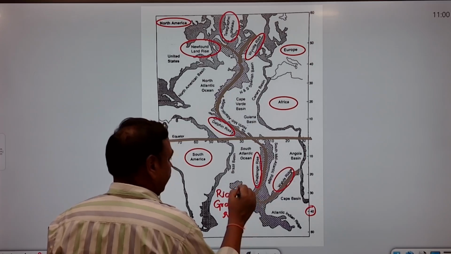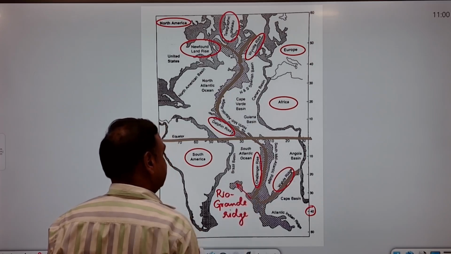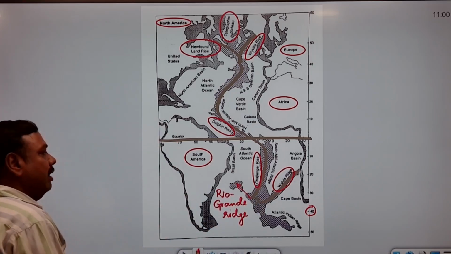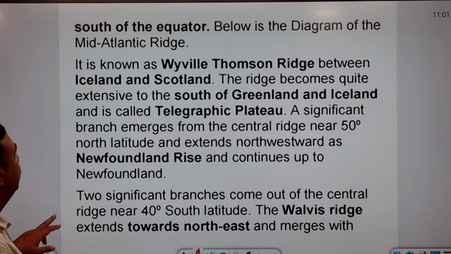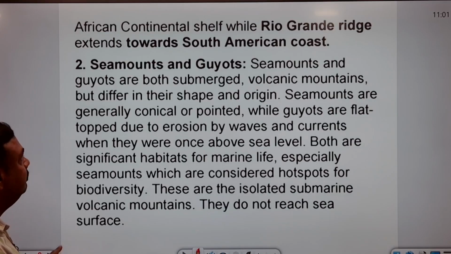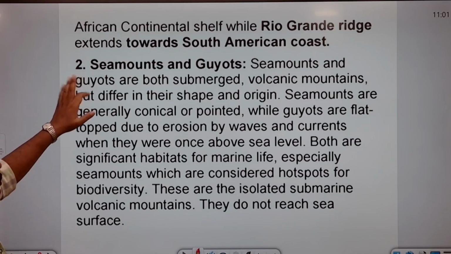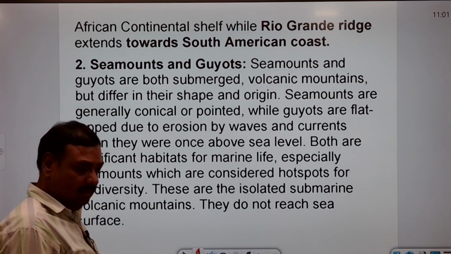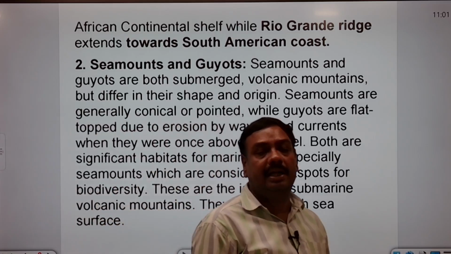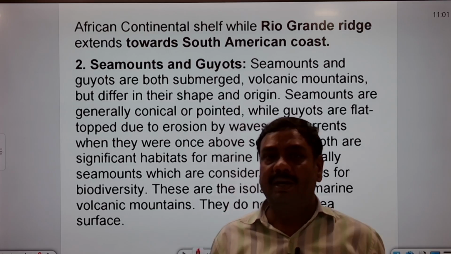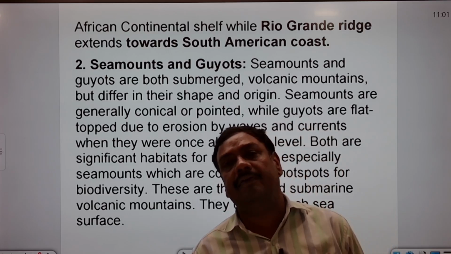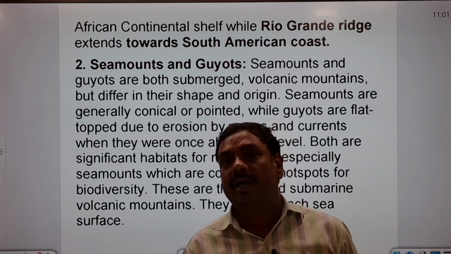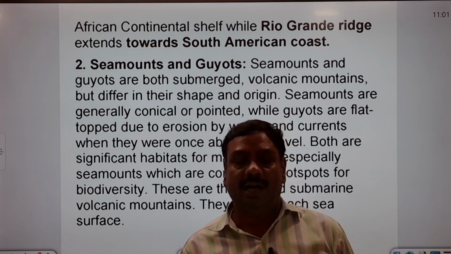Right? It is moving in this direction. It is moving in this direction. So this Rio Grande Ridge is moving towards where? It is moving towards the South American coast, right? So these are the parts of the mid-Atlantic ridge you can see here, and this mid-Atlantic ridge is one of the minor relief features that has been formed in the region of Atlantic Ocean.